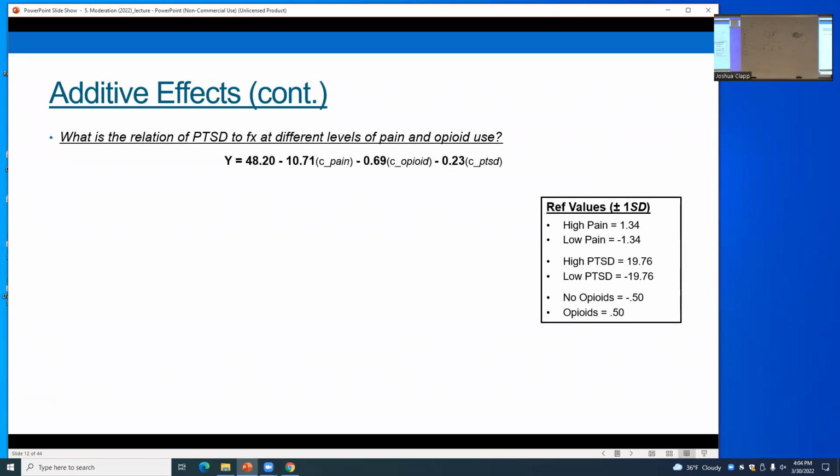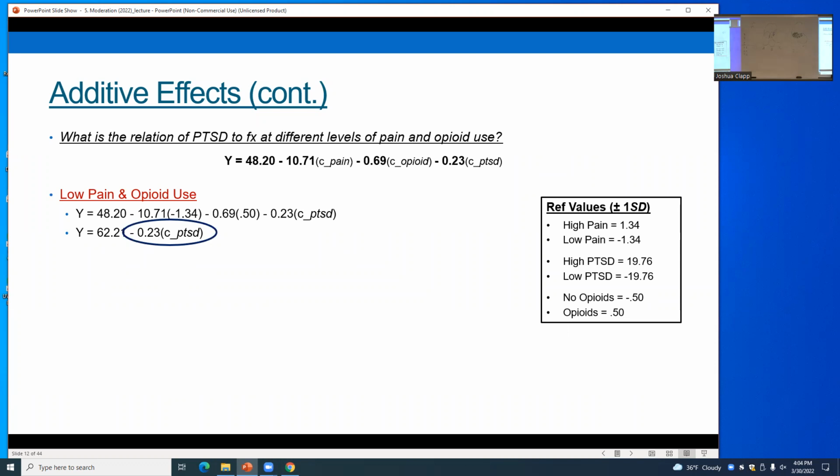What if I'm sort of interested? Let's say, okay, well, that didn't work. What if I want to look at the relation of PTSD with functioning at different levels of pain and opiate use? Okay, so I'm still using my same model, right? I go low pain and opiate use. Low pain, negative 1.34. Opiate use is 0.5 in my data set. I'm getting negative 0.23, which is exactly what I had before, right?